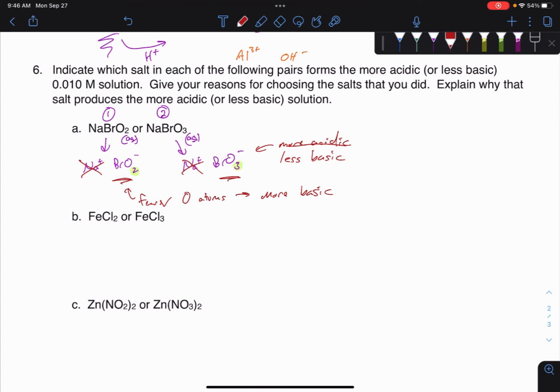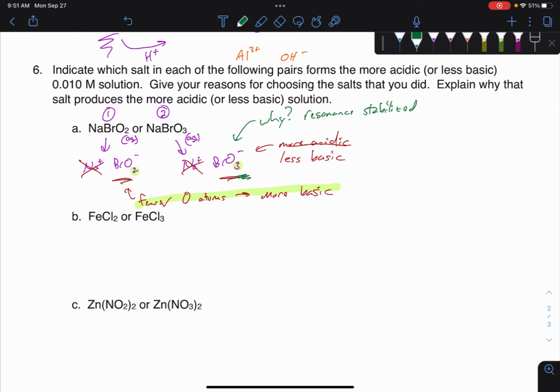Now, that's sort of the take-home message, right? The fewer oxygens on the polyatomic ion, the more basic it's going to be. So just briefly, why does a greater number of oxygens produce a less basic solution? Well, essentially, and again, long story short, these are resonance stabilized, more so than the other guy. The greater number of oxygen atoms, you can draw more resonance structures.